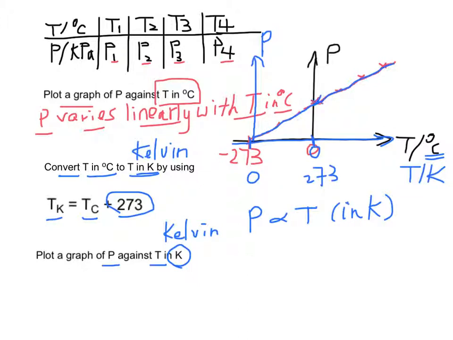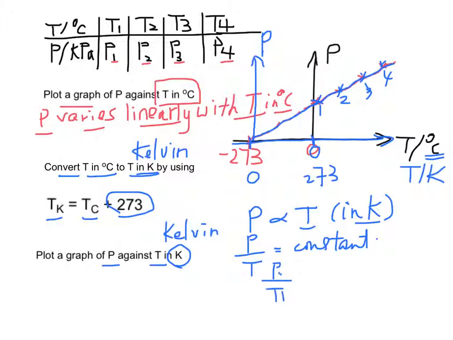For these points 1, 2, 3, 4, when the temperature scale is in Kelvin, then we have the pressure over the temperature equal to a constant. That is, we have P1 over T1 equal to P2 over T2 equal to P3 over T3 equal to P4 over T4, etc.